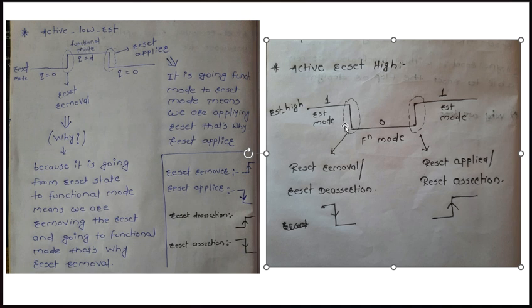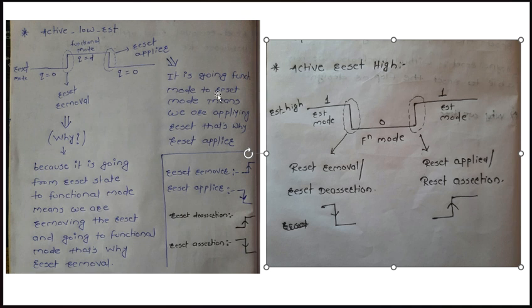That's why we call it reset assertion when we go from 1 to 0 in active low reset. But in active high reset, whenever we go from 1 to 0, that is called reset deassertion, because we are deasserting the reset, we are removing the reset. That's why we call it reset deassertion. But when we are applying the reset, going from functional mode to reset mode, then we are asserting the reset. That's why we call this reset assertion.